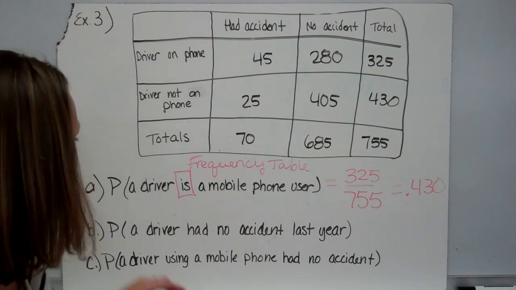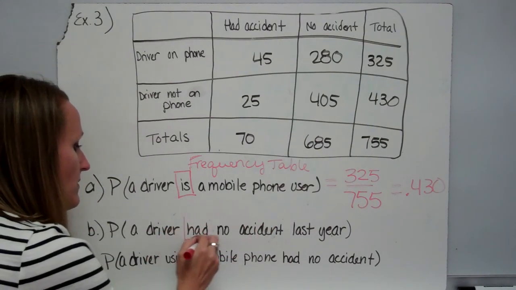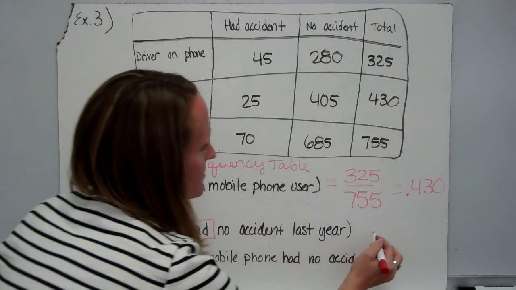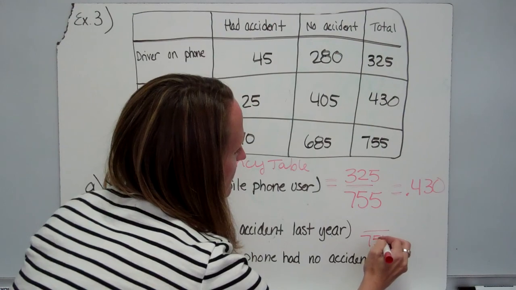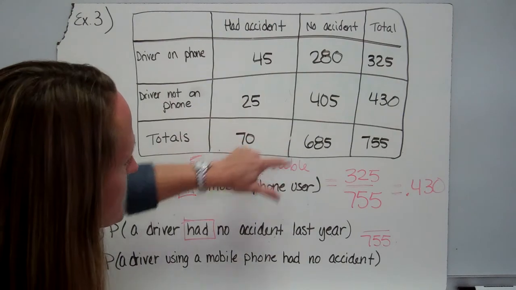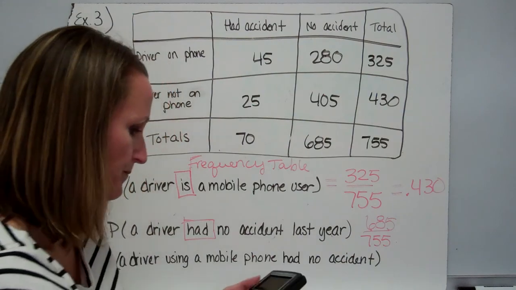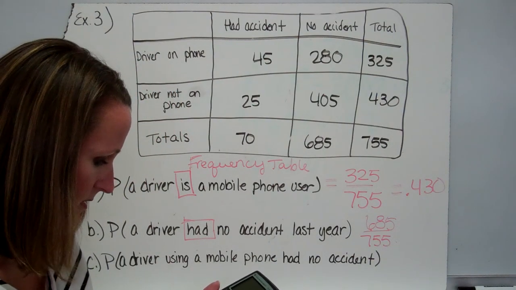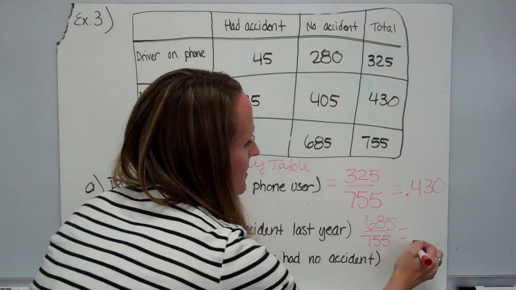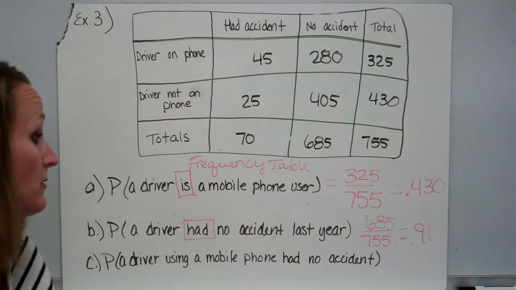So almost half. Now what about this one? The probability that a driver had no accident last year. We've got "had" as our verb, so driver goes on the bottom: again, 755. And on top, no accidents last year, which was 685. So if we do 685 divided by 755, we find out that 0.91 had no accident last year, or 91%.